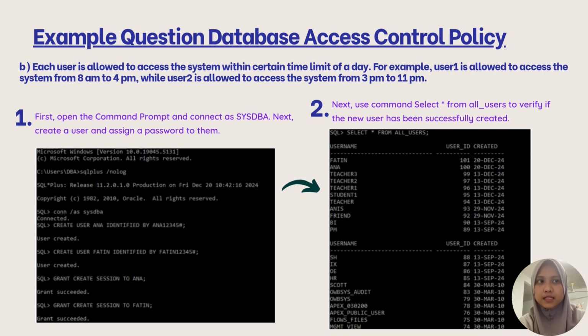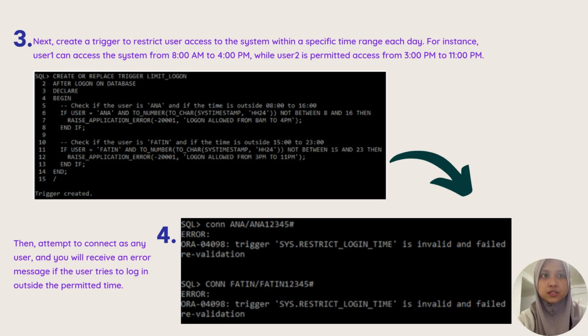The second step is to use the command select all from all_users to verify if the new user has been successfully created. Next, create a trigger to restrict user access to the system within a specific time range each day. For instance, user 1 can access the system from 8 a.m. to 4 p.m. while user 2 is permitted to access the system from 3 p.m. to 11 p.m. Then attempt to connect as any user and you will receive an error message if the user tries to log in outside the permitted time.